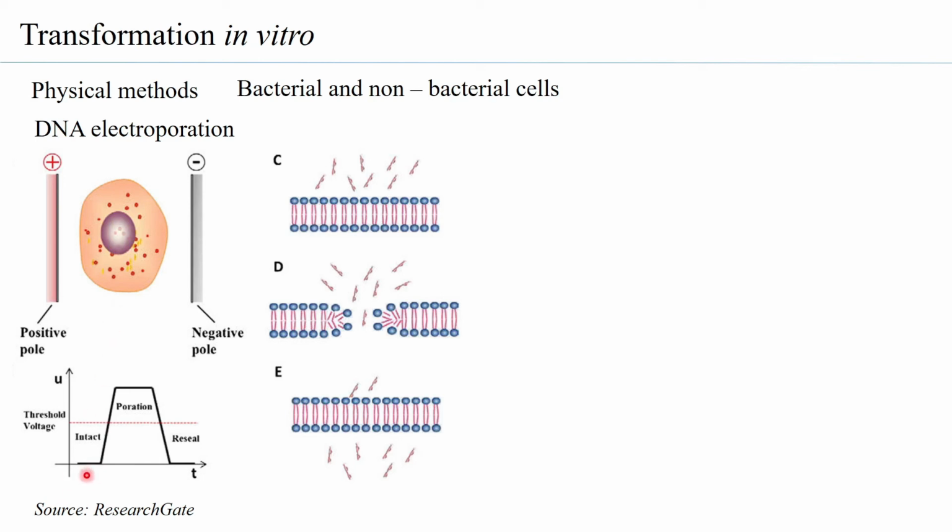So as you can see over here, when it is less than threshold voltage, the cells are intact. You increase the voltage, and you can see that the poration increases. And when you decrease the voltage again, you will find that the lipid bilayer reseals again. So this is a very important principle based on which you can have uptake of DNA by cells. On similar lines is what is called magnetoporation.